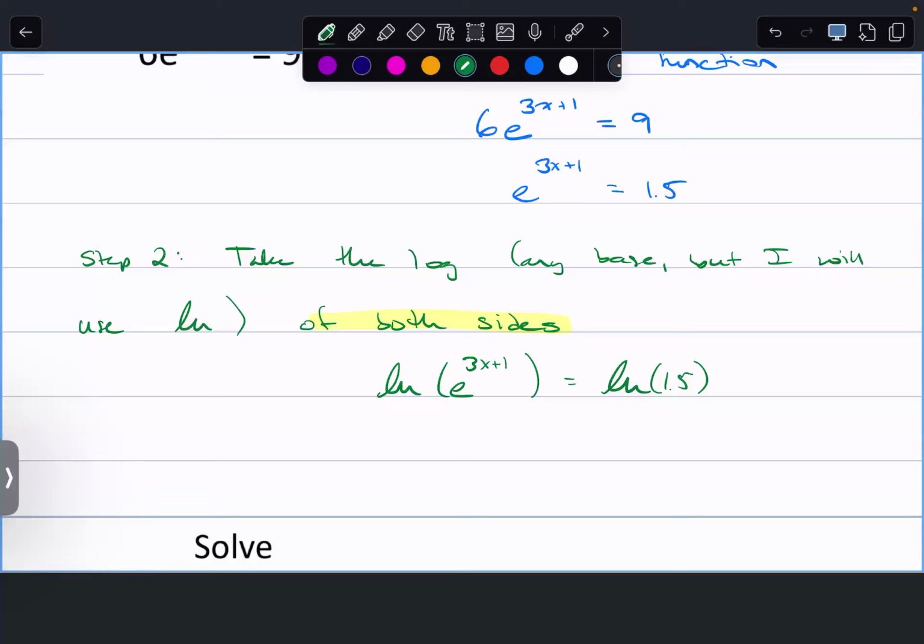Doesn't matter how complicated the exponent is, this whole kit and caboodle, we can move it down front. As long as you remember to keep brackets around it, because it's now one thing, multiplying the natural log of e. So we get 3x plus 1 times, are we ready to just go to 1? Yes. Nice. Is the natural log of 1.5.